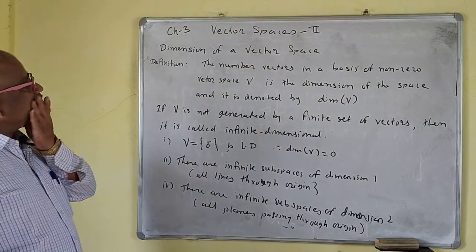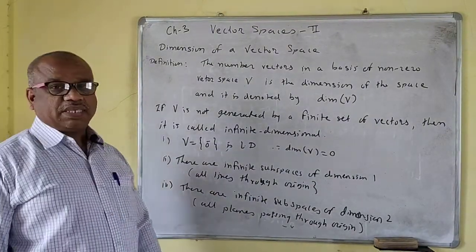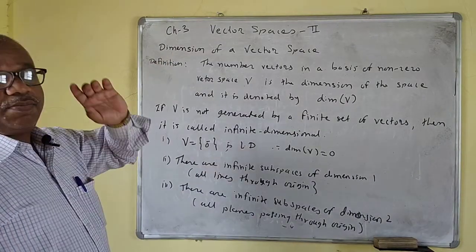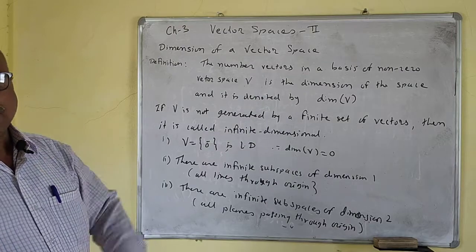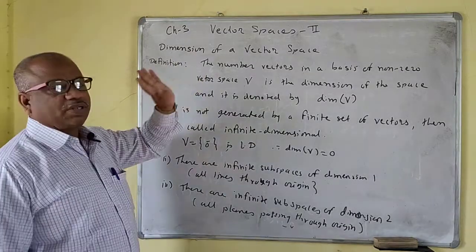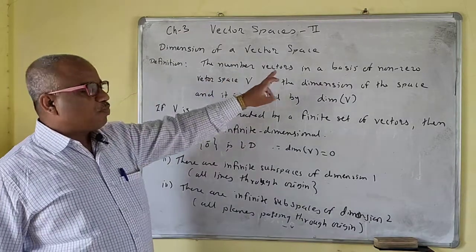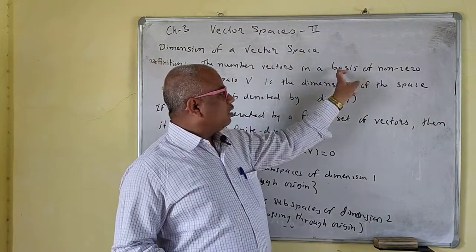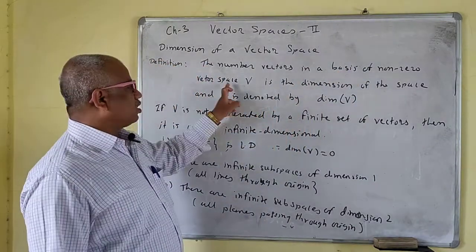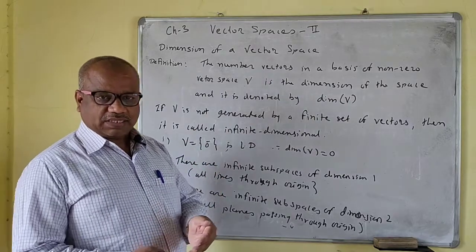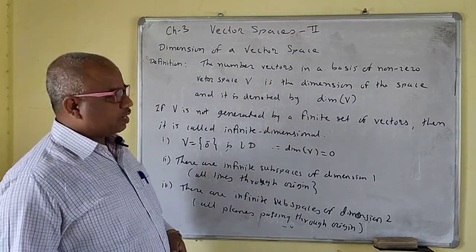Now we have seen what we mean by a basis of a vector space. So we'll extend that to the dimension of a vector space. The dimension of the vector space depends on the basis of the vector space. What is the definition of the dimension? The number of vectors in a basis of a non-zero vector space V is called its dimension. That means the number of elements in the basis is nothing but the dimension of the vector space.